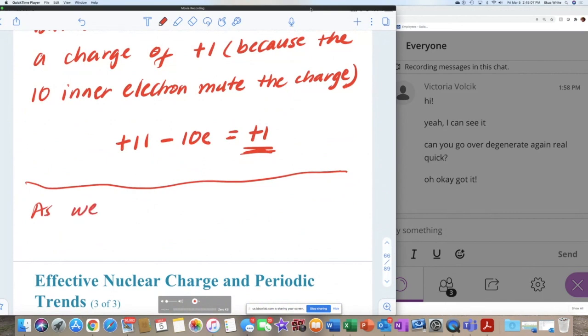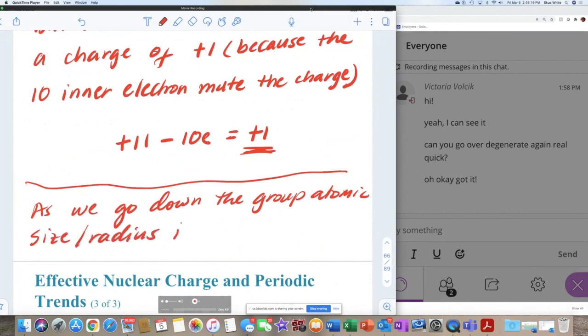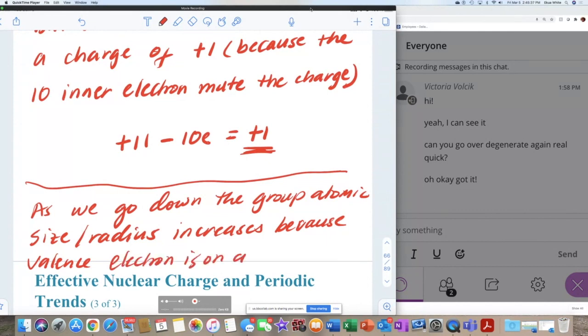As we go down the group, atomic size or radius increases because valence shell or valence electron, we're going to talk about that, valence electron is on a larger energy level. It's further away from the nucleus. So I can write it that way. On a larger energy level, further from nucleus.